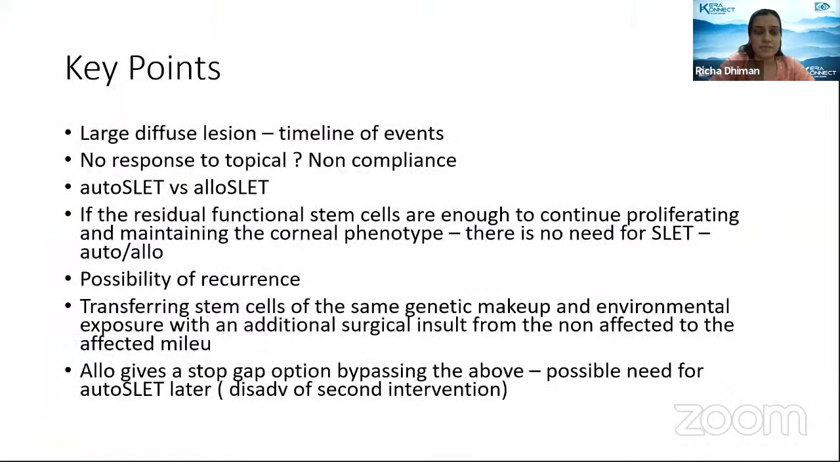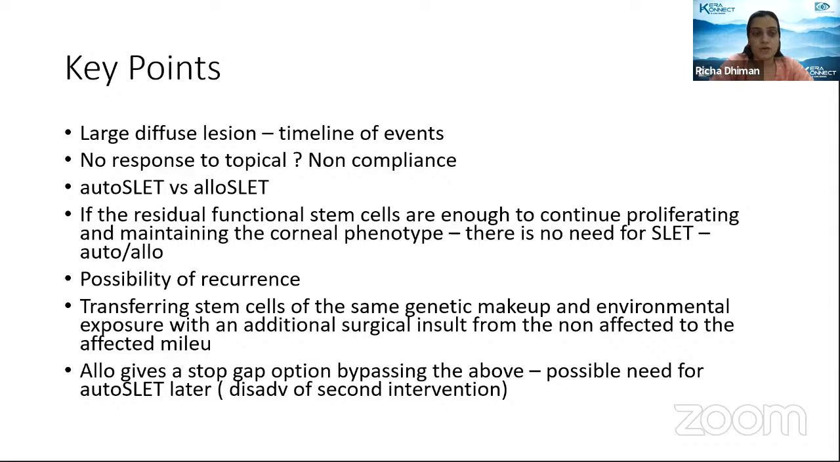In such patients, whenever there is a large diffuse lesion, the timeline of events plays an important role. In our case, there was initially no response to the topical chemotherapy, which might be attributed to non-compliance of the patient. Whenever there is such a diffuse lesion, we need to decide upon SLET. But if the residual functional stem cells are enough to continue proliferating and maintaining the corneal phenotype, there is no need for SLET, either auto or allo.